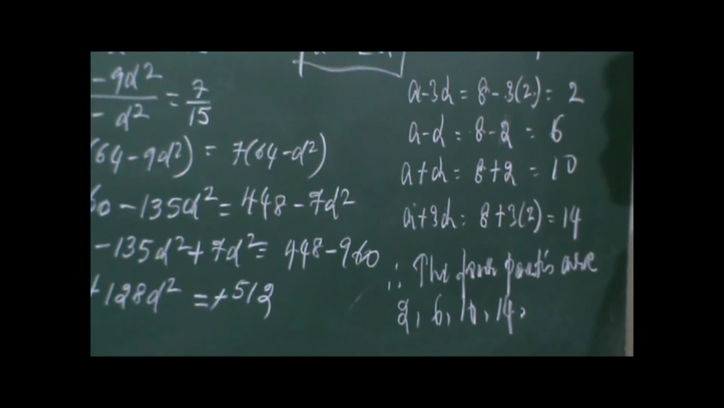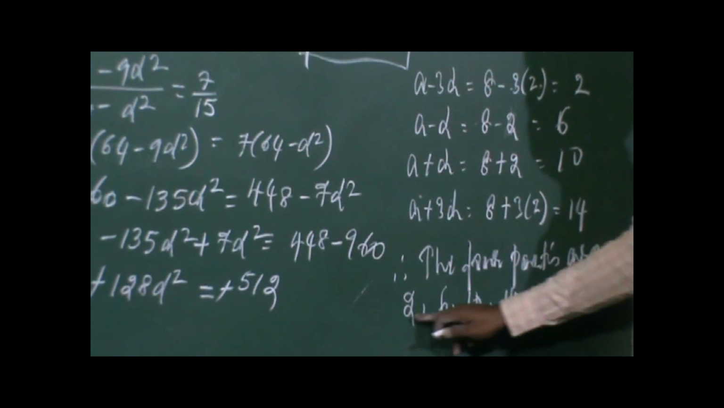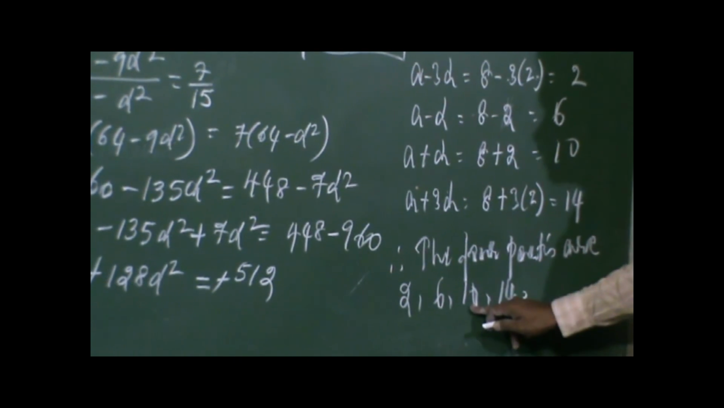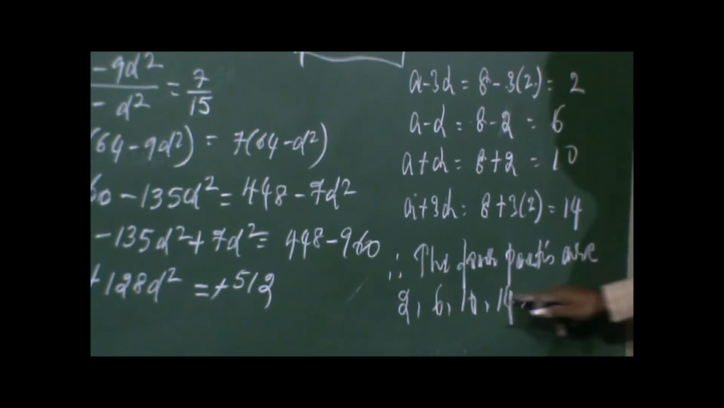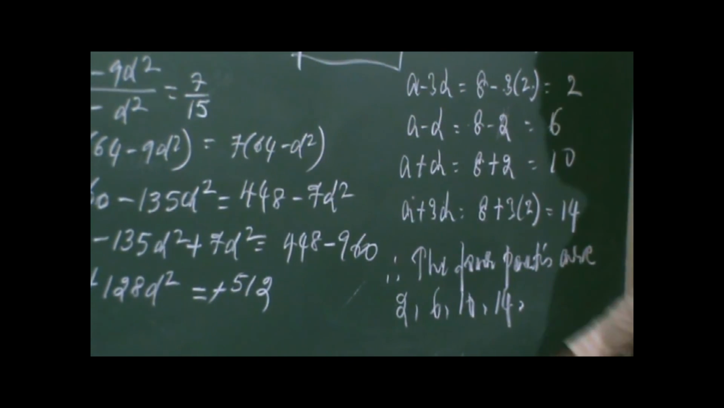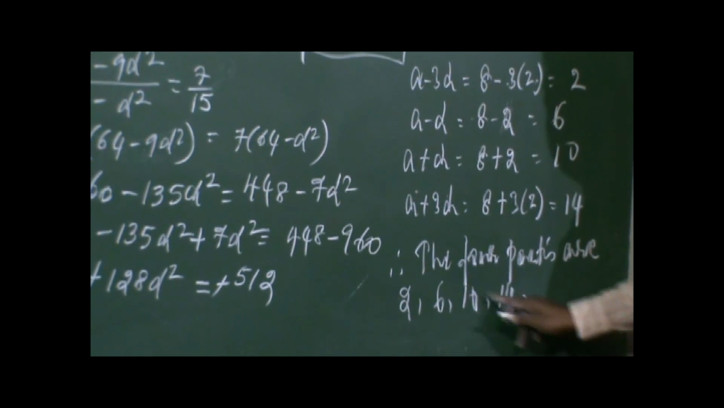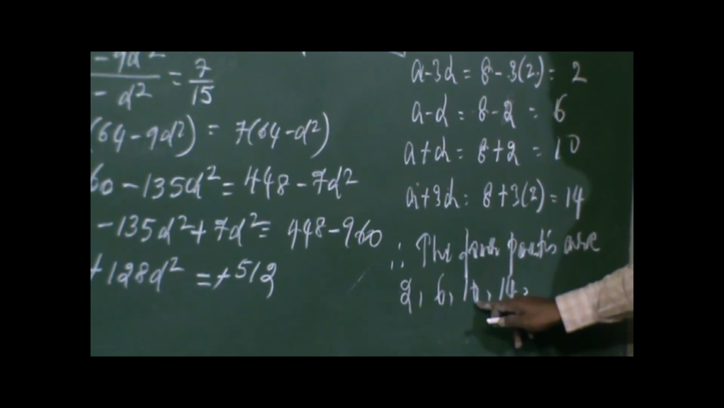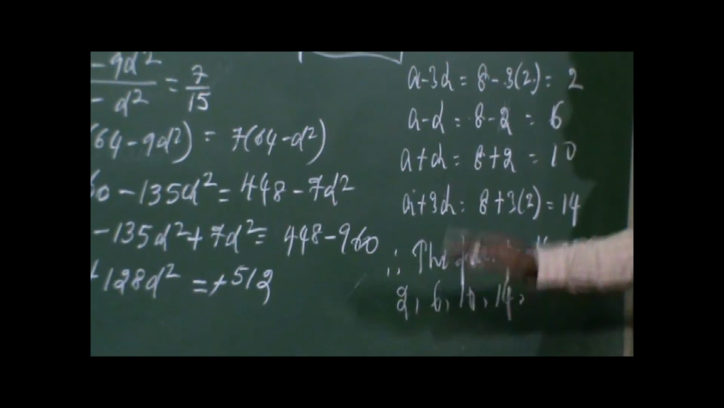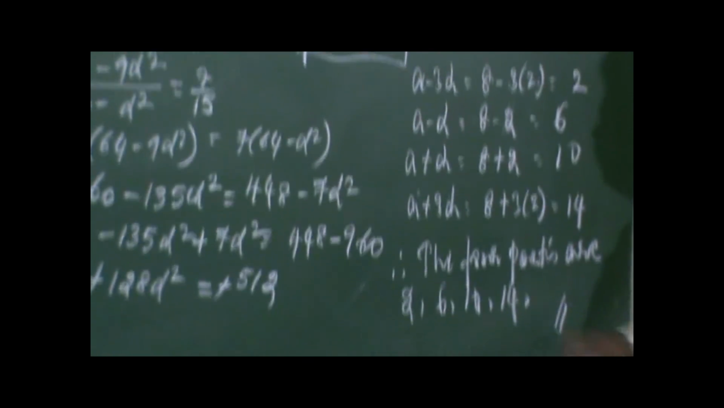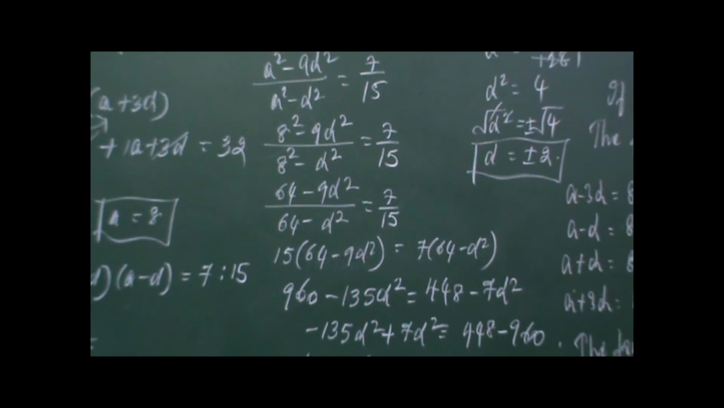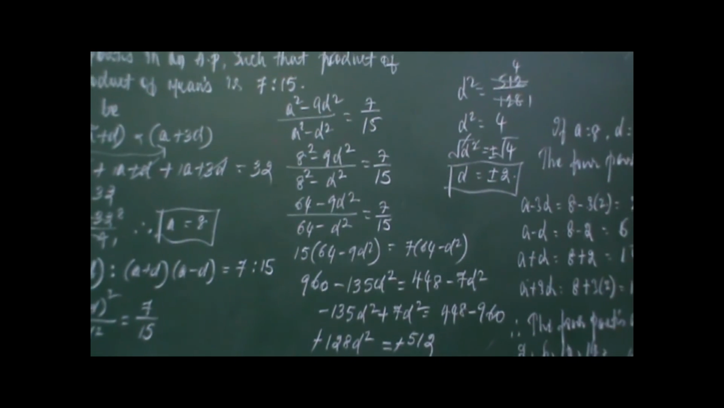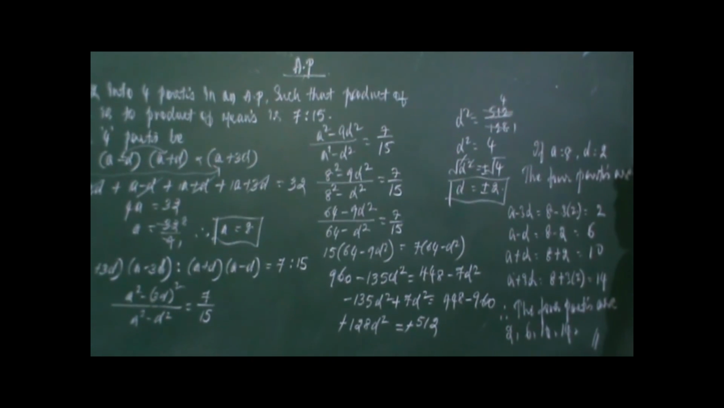So let us verify the answer here. 6 minus 2 is 4, 10 minus 6 is 4, 14 minus 10 is 4. Therefore the 4 parts are in AP, and if you add all the 4 terms, you should get 32 as the answer. So here 14 plus 6 is 20, 20 plus 10 is 30, 30 plus 2 is 32. So our answer is verified. This is for 4 marks, a very fantastic problem. Please practice well and get a good grip on this problem.